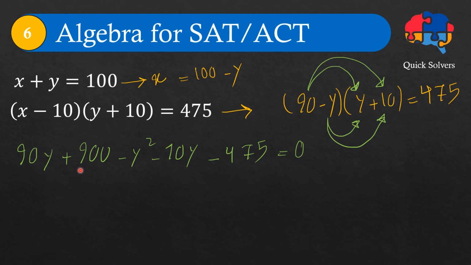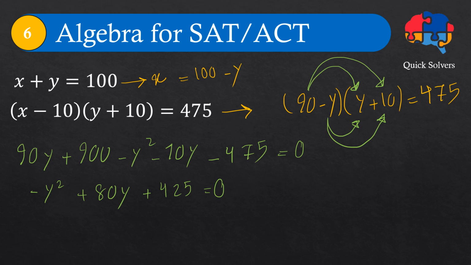Now we see this y squared. We can just rewrite this as minus y squared. And then we have this minus 10 times y, and then this 90 times y. Then this leaves us with 80 times y. And then we have this 900 minus 475, which is 425, equals 0.